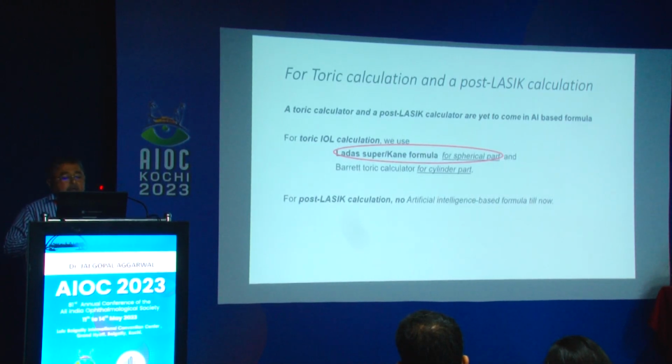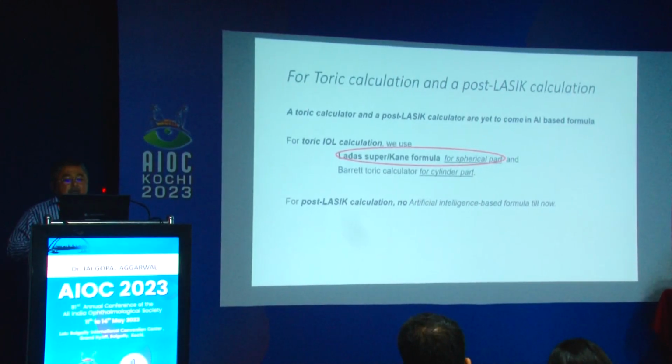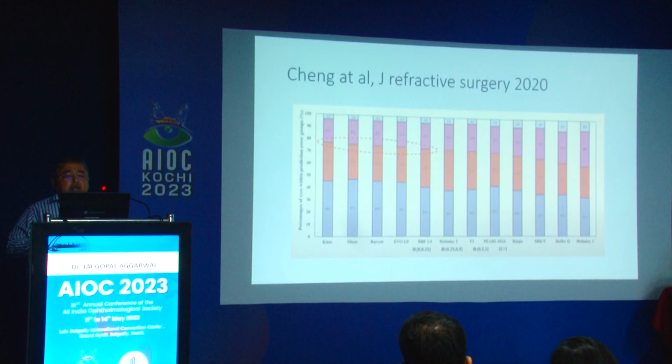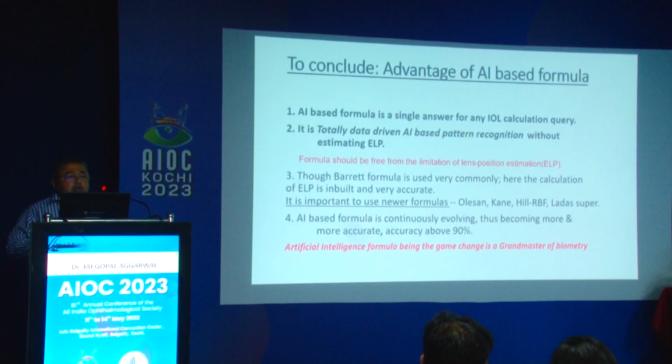For post-LASIK calculation, there is no artificial intelligence-based formula till now. This is a recent study by Cheng et al. in the Journal of Refractive Surgery. Here again it shows the Kane formula and other artificial intelligence formulas are better, and especially the regression formulas, the newer ones are equally comparable. So to conclude, the artificial intelligence formula is a single answer for any IOL calculation query.